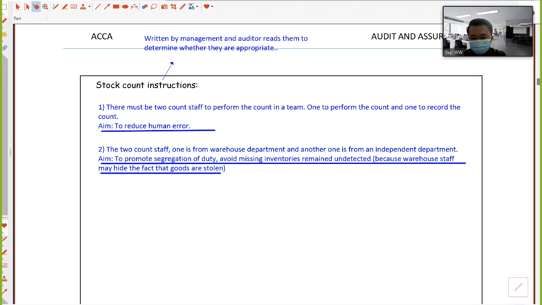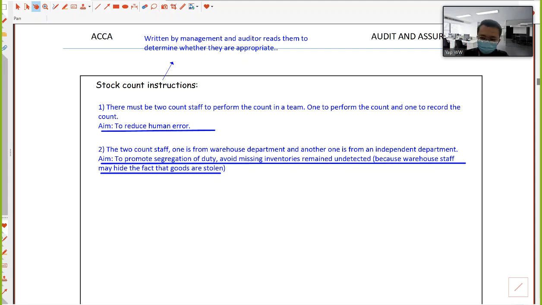So if, let's say, the examiner puts down in the scenario mentioned that the count team consists of two staff from the warehouse, there is a problem. The one who can steal goods in the warehouse is the warehouse staff. Make sense? Okay, so if both of them are from the warehouse department, let's say they have taken away the goods. By the time they perform the count, they will look at each other. This one, I know, we have stolen the goods, so put inside the quantity as per book quantity.